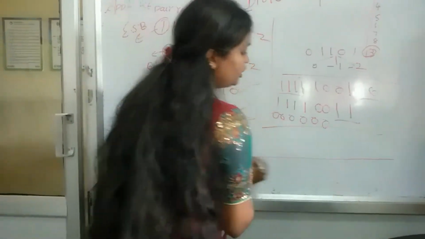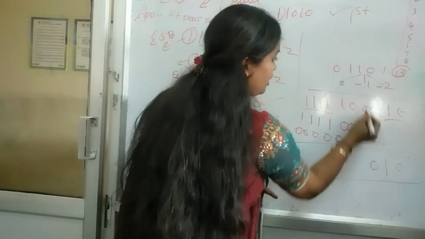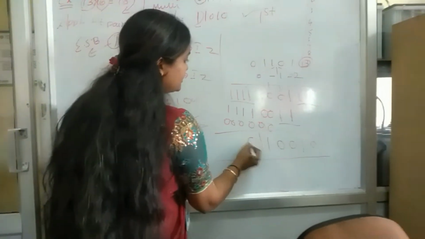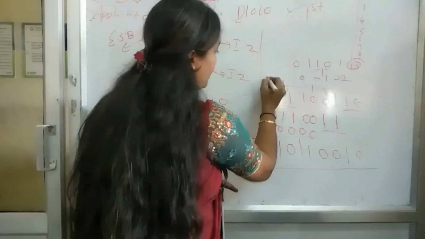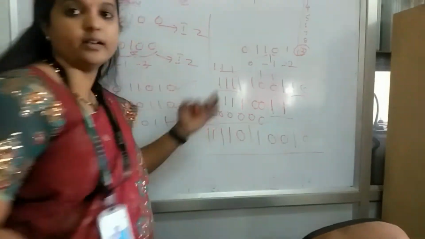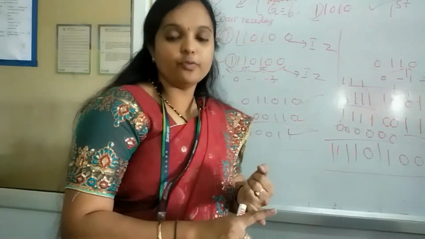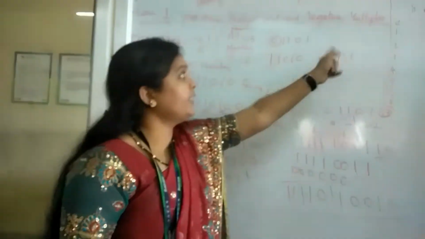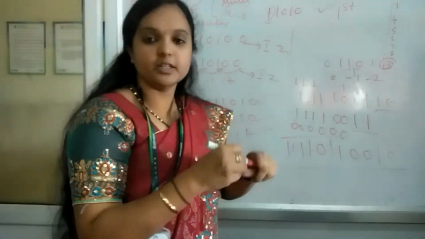So now I am going to solve this and add the partial products. So this is all about the second case of fast multiplication: positive multiplicand and negative multiplier. Next we will see negative multiplicand and negative multiplier, the same as like this. Thank you.